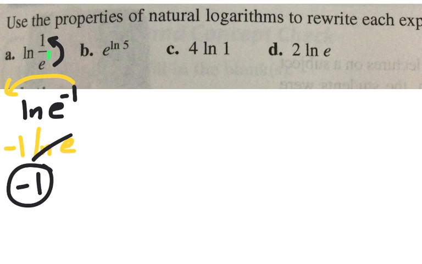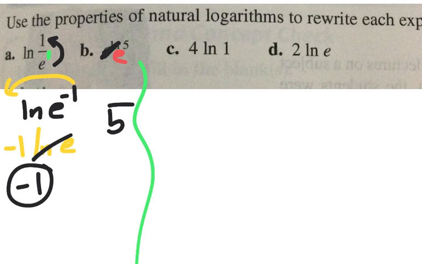Okay, when I look at B, is there any other questions on A? Any part of that we're confused on? Look at B. What do I have? I have e raised to the log base e of 5. Anytime I have e raised to the log base e, those are inverse operations. They cancel, and I'm left with just 5. E raised to the log base e cancels. Okay, so any questions on B part?